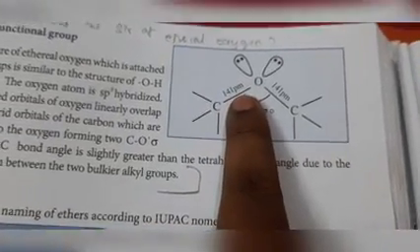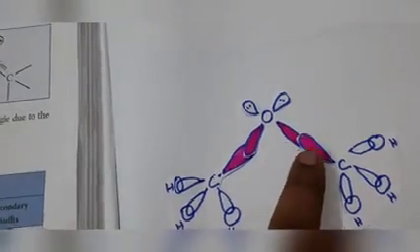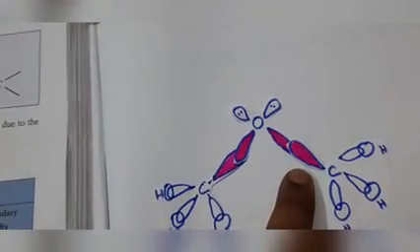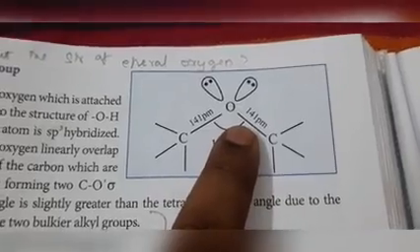That bond length is 141 picometer. Another sp3 hybridized orbital of oxygen is mixed with an sp3 hybridized orbital of carbon. Overlapping takes place, so a single bond is formed. That bond length is also 141 picometer.